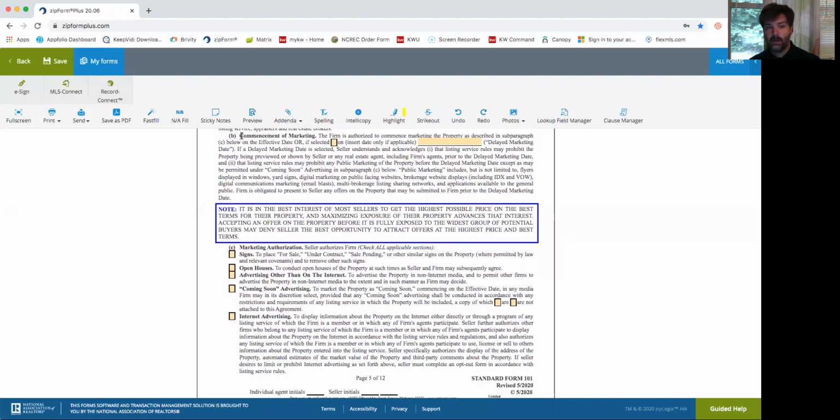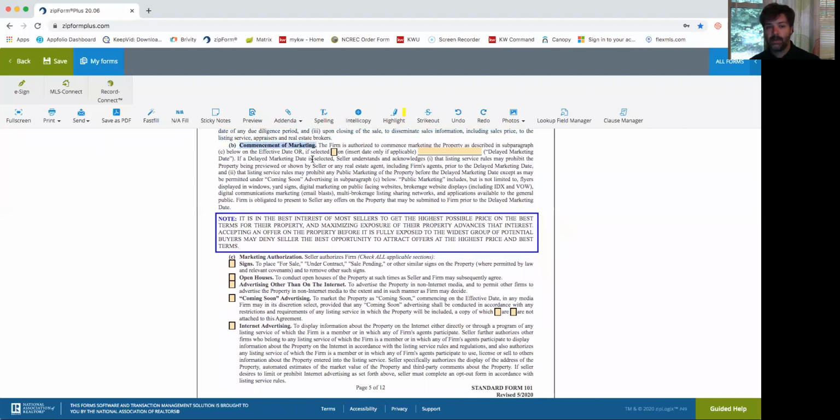Now I skipped this section right here, but I want to come back to it. This is the commencement of marketing. Due to the new clear cooperation policy put forth by NAR, and the reason this form was refined on May 5th, the reason we got a new form in May is because of this clear cooperation agreement that NAR put forth.